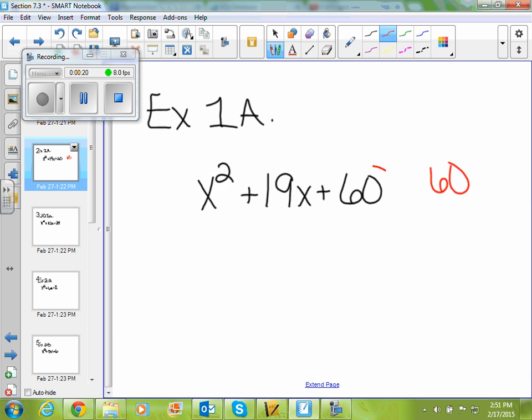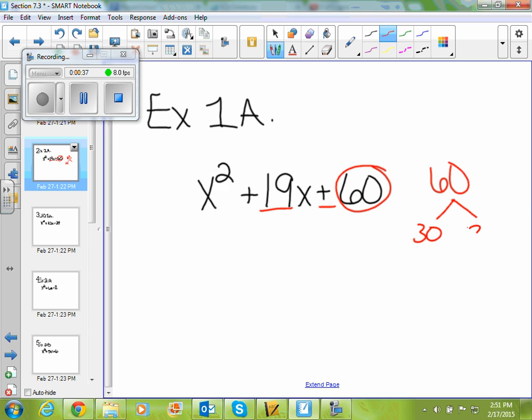So you always start with your last number. My last number is 60, so I'm looking for my factors of 60 that add to 19. You're working backwards, so start at the back and work your way forwards. So what are some factors of 60?